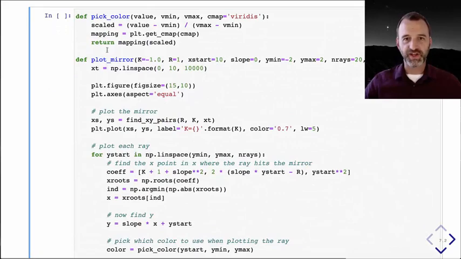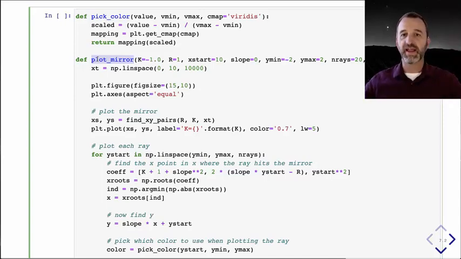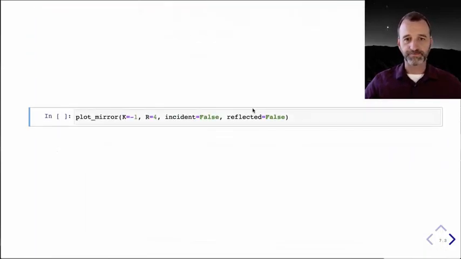And then we have some other functions here, one just to draw lines in different colors, and one to actually make the plot, so to draw a line where that mirror is, and then we're going to have it draw incident lines coming in, and show where they reflect off. So this is our ray tracing function here. I'm just going to run that cell, and then we're going to try it out.